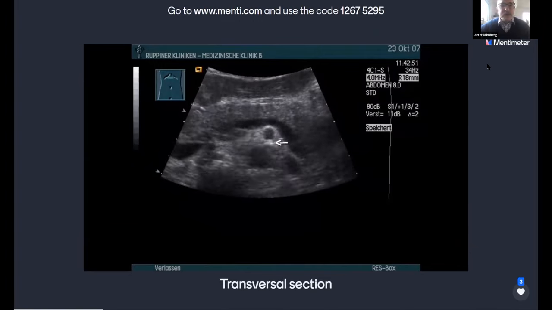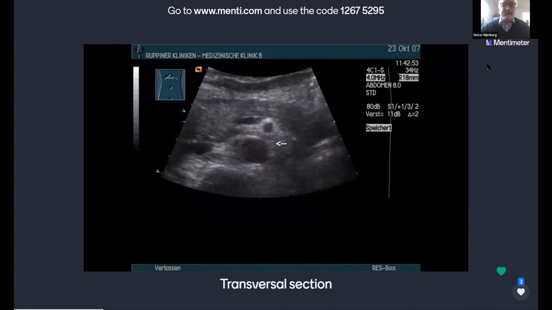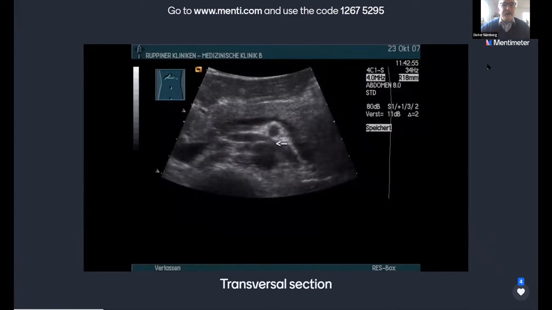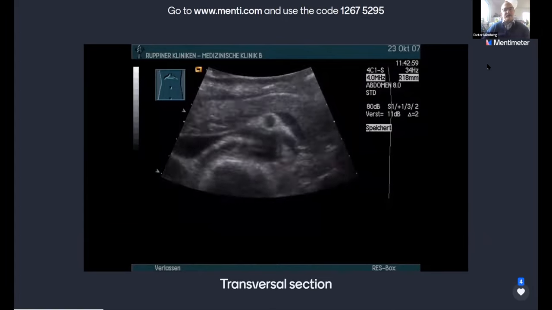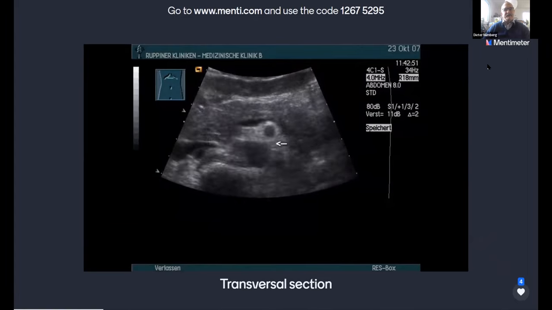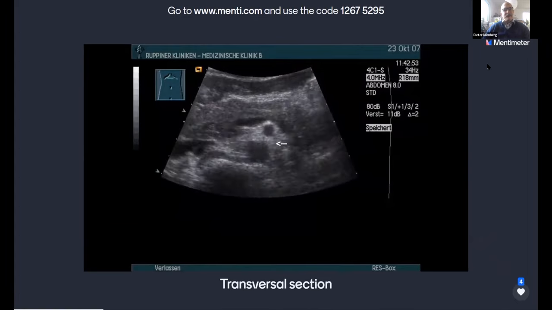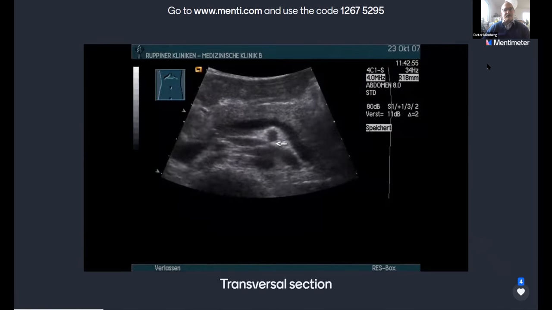I would like to give a short comment. Yes, it was my clip. Between the aorta and the arteria mesenterica superior, the left renal vein is going.